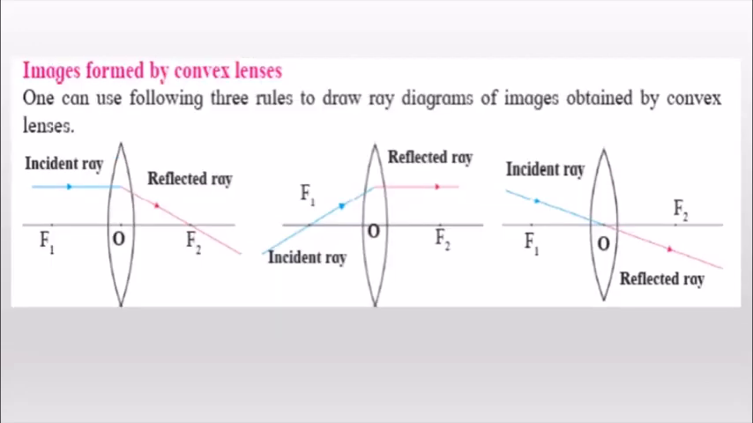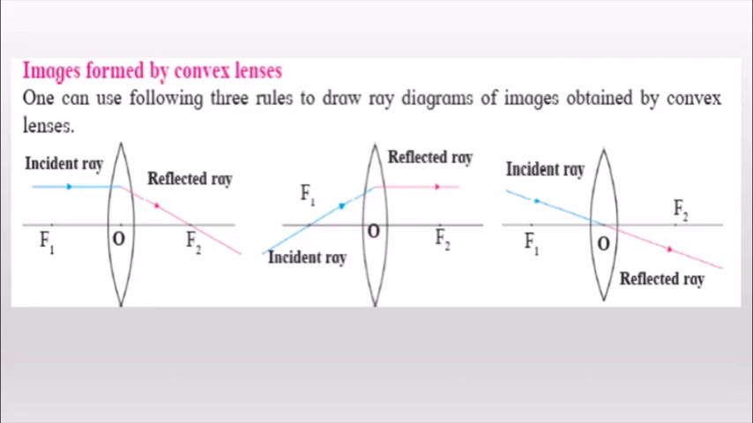So when we draw a ray diagram for a convex lens, there are a few rules through which the incident or the refracted ray will be passing. So rule number one is that when the incident ray is parallel to our principal axis, as you can see in the diagram, the refracted ray will pass through the principal focus. So you can see it is passing through F2. It is parallel to the principal axis, so it will pass through the focus.